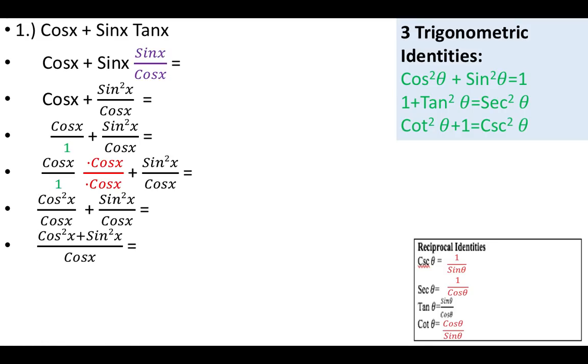Great, so this is actually going to work out nicely. Cosine squared plus sine squared, if I look at my key, is equal to 1. This whole part in the numerator here becomes 1 all over cosine. Alright, so 1 over cosine simplifies further if I look back at my identities right here. 1 over cosine is equal to secant x.